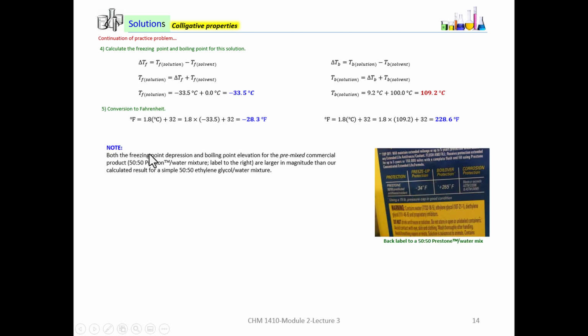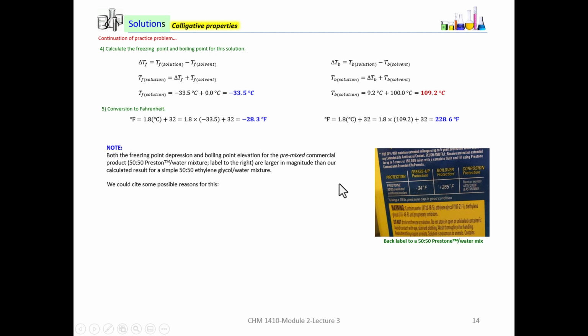Now both the freezing point depression and the boiling point elevation for the premix commercial product, and this is something I actually pulled out of my garage. I bought premixed Prestone antifreeze. It's 50-50 antifreeze water, and it has some data on it. You'll notice that they claim that the freeze-up protection is good to -34. We calculated -28 Fahrenheit, and that the boil-over protection is up to +265, which is significantly higher than what we calculated of 228.